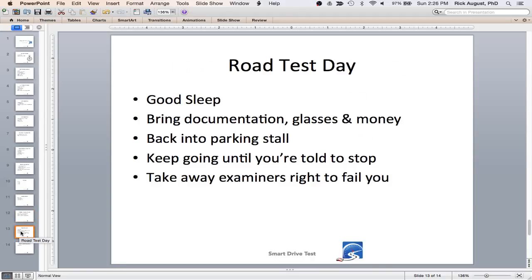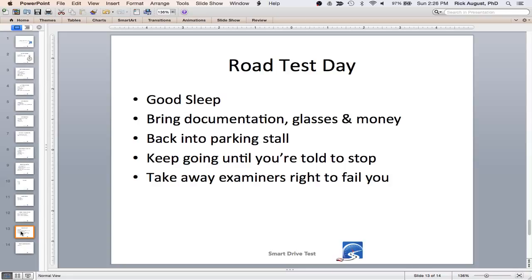Road test day. Get a good night's sleep the night before your road test. Make sure you bring documentation. You need 2 pieces of identification, and I often encourage students to bring 3 just in case they don't accept one. If you wear glasses for driving, make sure you bring your glasses. If it's sunny, whether it's summertime or wintertime, make sure you bring your sunglasses as well. I know that some driving instructors will say that you cannot wear sunglasses on a road test. That's simply not true, and I simply don't advocate that.